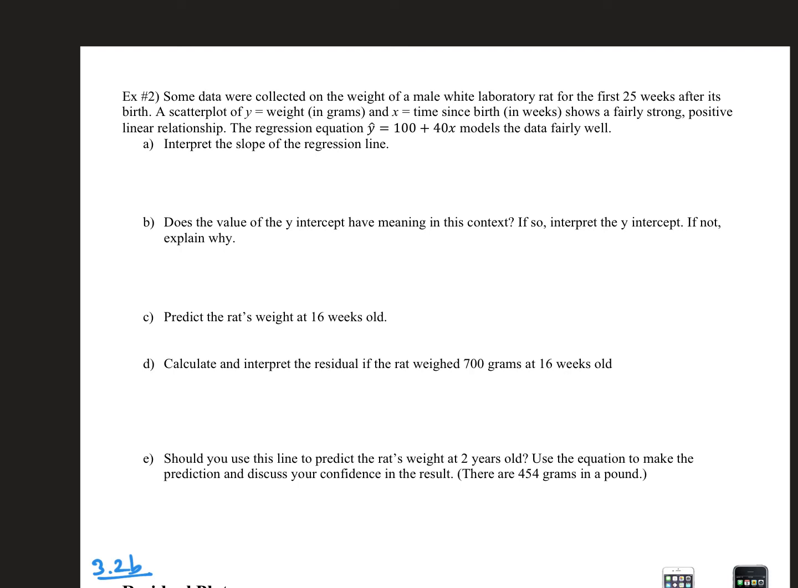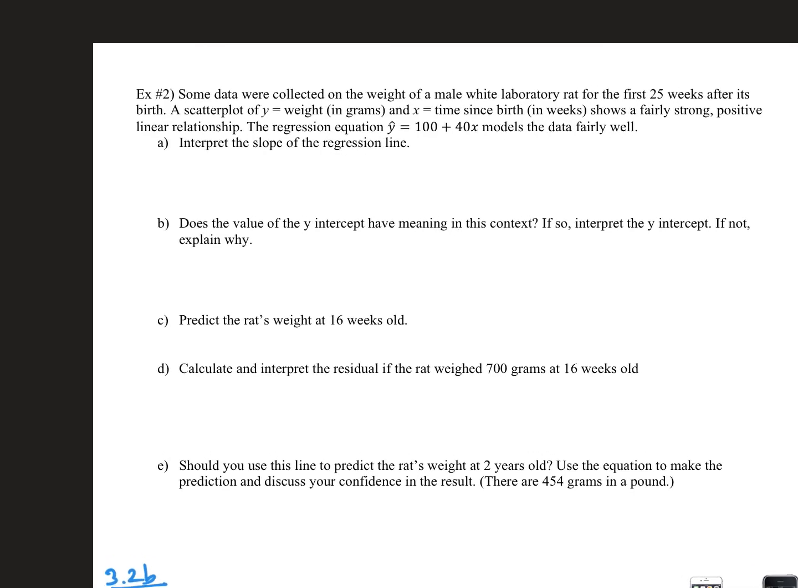All right, some data were collected on the weight of a male white laboratory rat for the first 25 weeks after its birth. A scatter plot of y equals weight in grams and x equals time since birth in weeks shows a fairly strong positive linear relationship. The regression equation y hat equals 100 plus 40x models the data fairly well. Interpret the slope of the regression line.